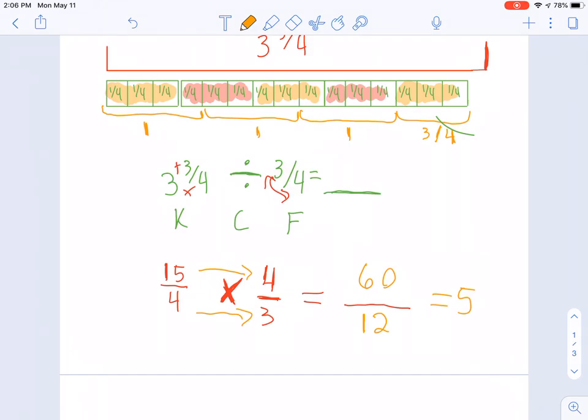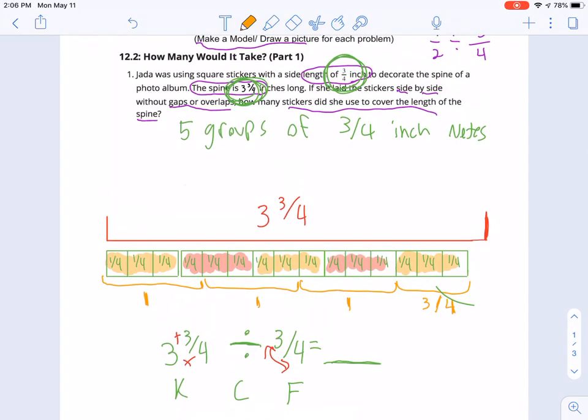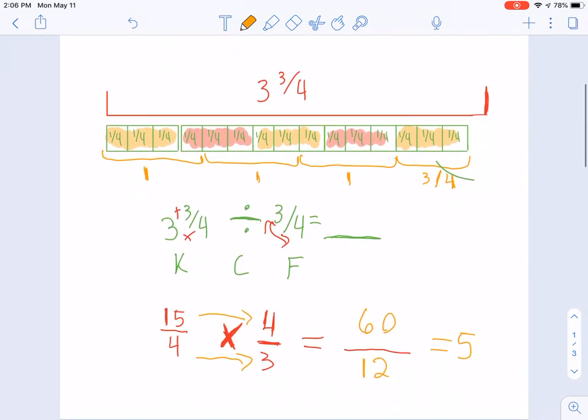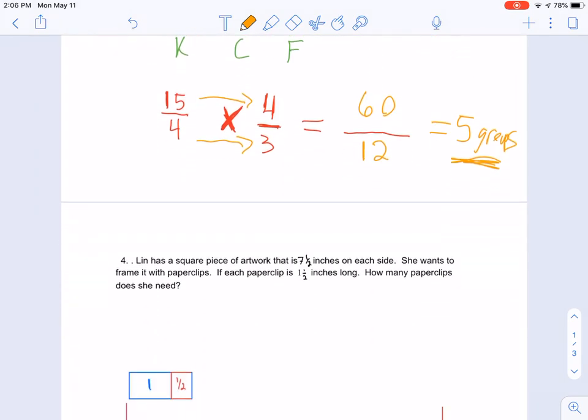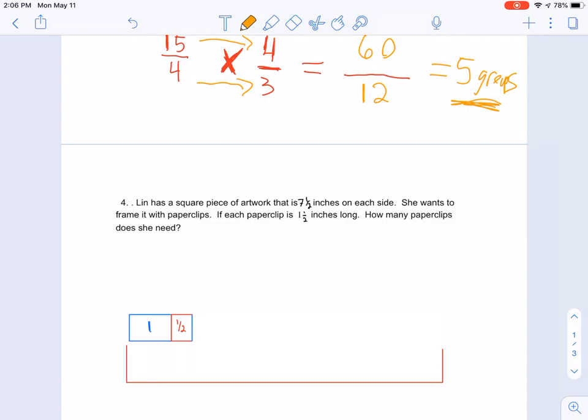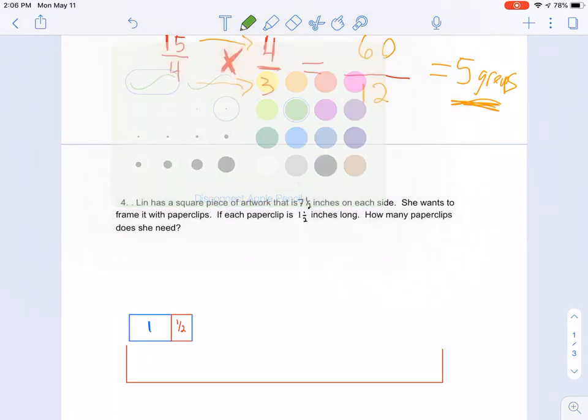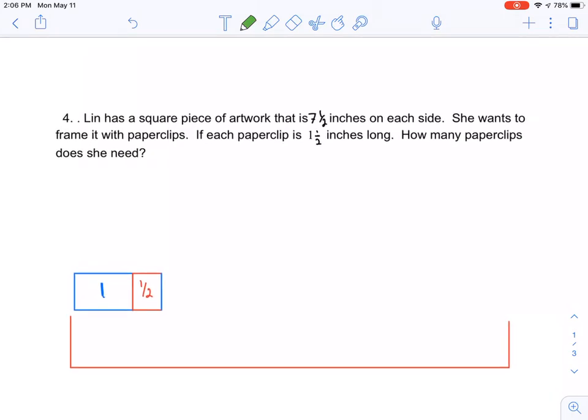Now you understand why we were able to get 5 groups here and also get 5 groups when we used the algorithm. Okay, so we're going to just do one more to make sure you're feeling totally up to speed with where we need to be. So let's go ahead and read this question. And while we're reading, we are going to be underlining important information.